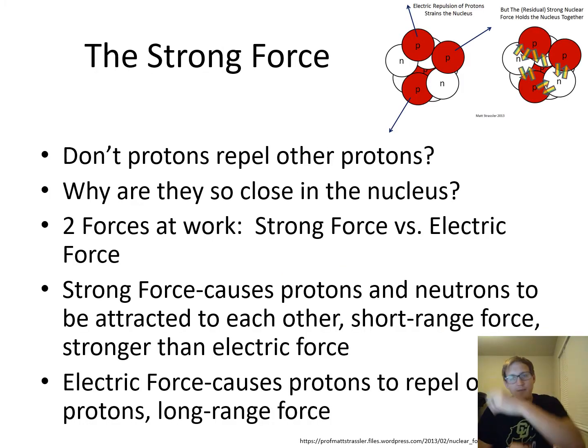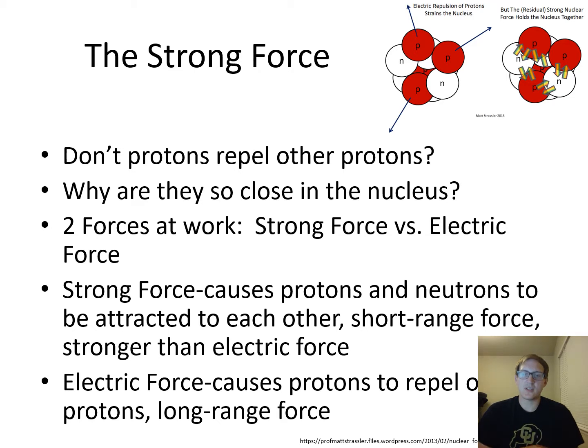We have a thing called the strong force. If you imagine in our nucleus, we have protons that are grouped together. If you remember back to when we talked about charges and magnetism, like charges repel each other. So why don't the protons in our nucleus repel each other, so that we wouldn't have a nucleus? Why are they so close in the nucleus?